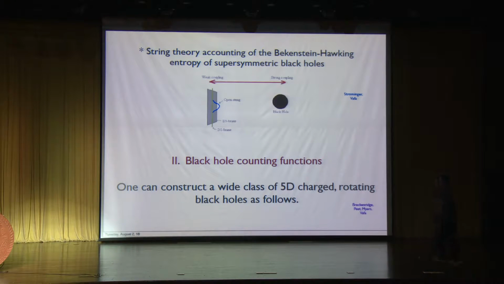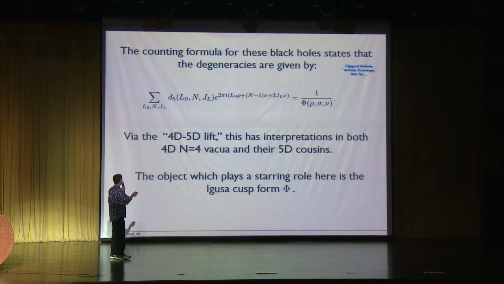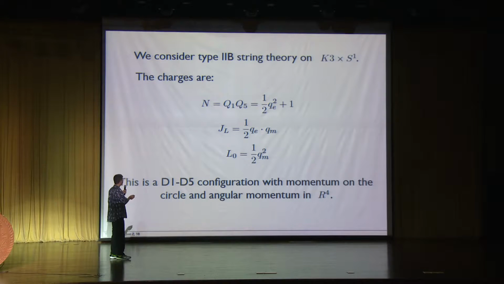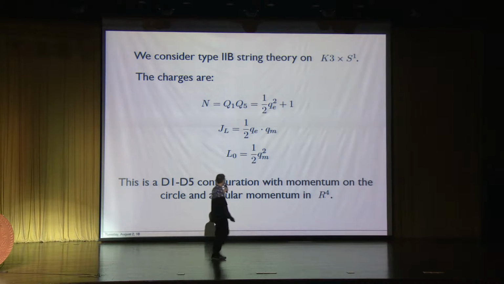So you can construct a wide class of 5-dimensional charged rotating black holes as follows, as explained to us by BMPV. Consider type 2 strings on K3 times S1. Consider a configuration that carries at least the following charges. There will be some number of 1-branes wrapping the S1 and 5-branes wrapping the entire compact geometry. We'll call the product of those numbers n, and we'll relate it to a number QE squared in this way.